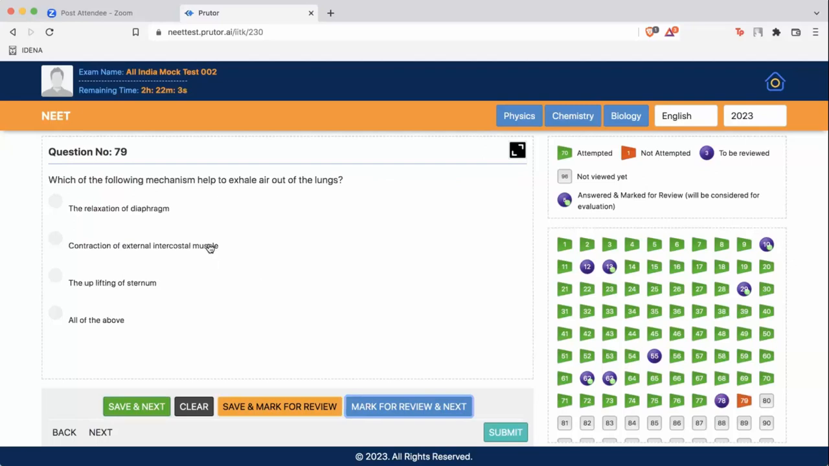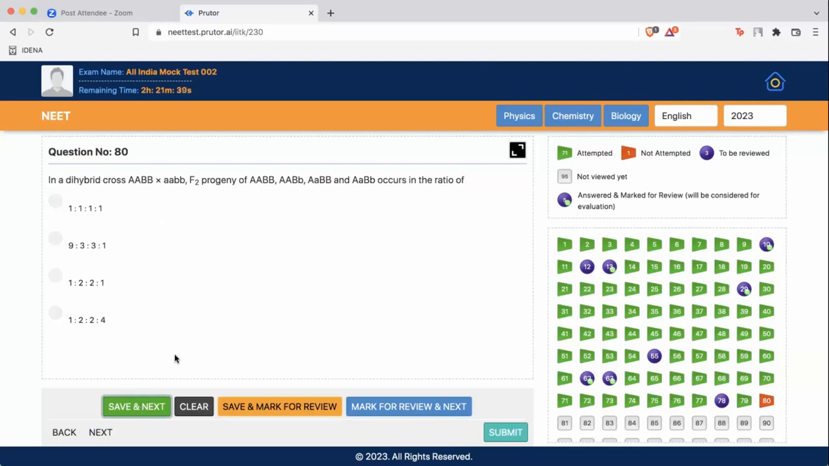Which of the following mechanisms helps to exhale air out of the lungs? So relaxation, uplifting of sternum, exhale air, right? The relaxation of the diaphragm is one. Contraction of external intercostal muscles? No, they relax. There's no contraction. Uplifting of sternum.